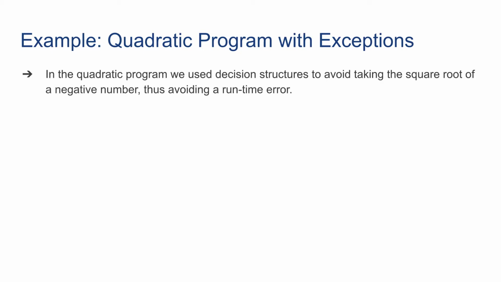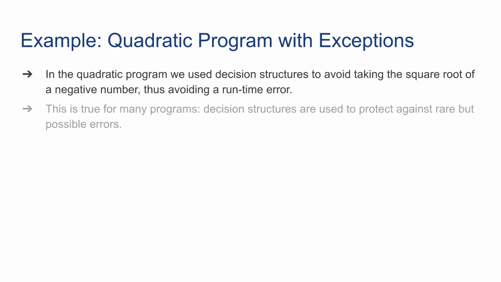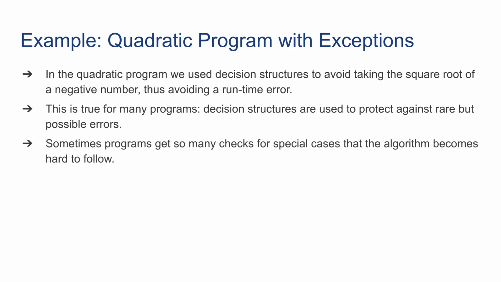In the quadratic program, we use decision structures to avoid taking the square root of a negative number, thus avoiding a runtime error. And this is true for many programs. Decision structures are used to protect against rare but possible errors. But sometimes programs get so many checks for special cases that the algorithm becomes hard to follow.